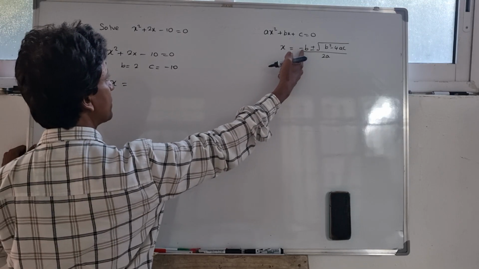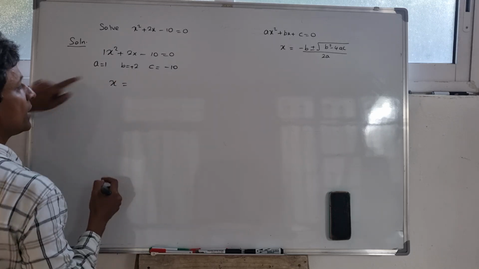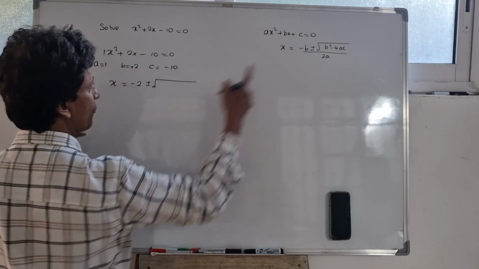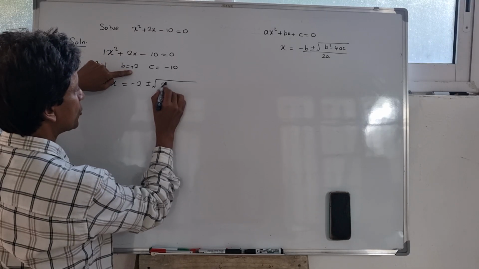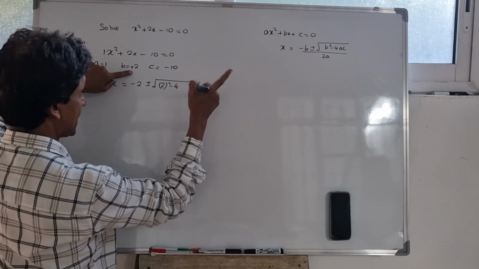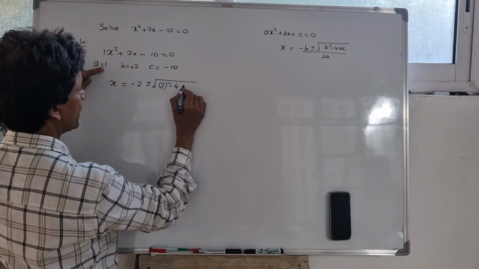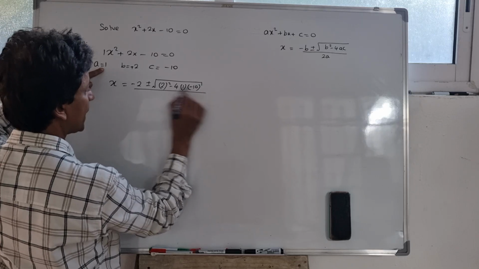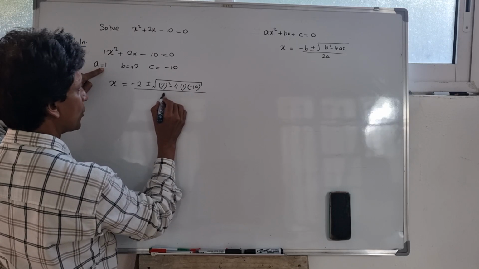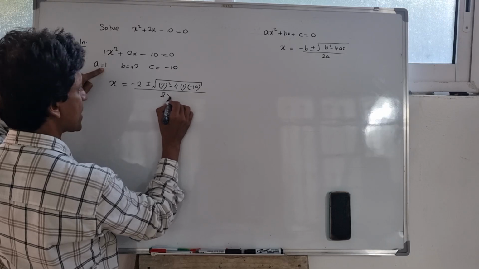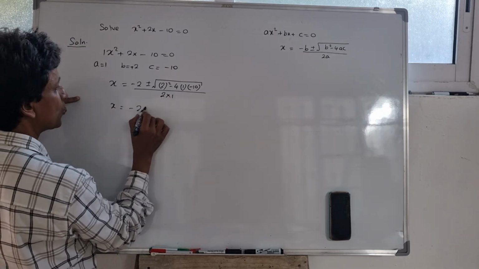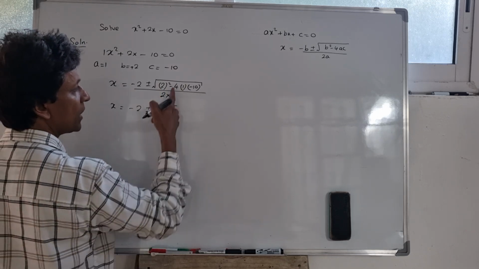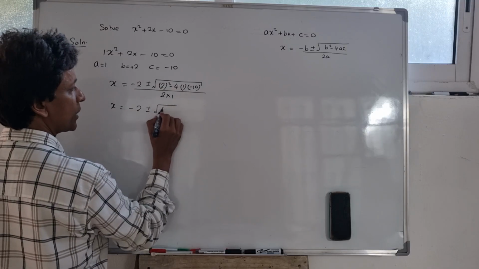x is equal to minus b, and b is 2, that's plus 2 here, so minus b becomes minus 2, plus or minus root of b squared, and b turns out to be 2 here, so 2 squared minus 4 times a times c. A is 1, and c is minus 10. Now always put brackets wherever you've got a negative, so that you don't make any mistakes. All over 2 times a, 2 times 1. So we have x is equal to minus 2 plus or minus root of 2 squared is 4, minus minus becomes plus, 4 times 10 is 40, 40 plus 4 is 44.